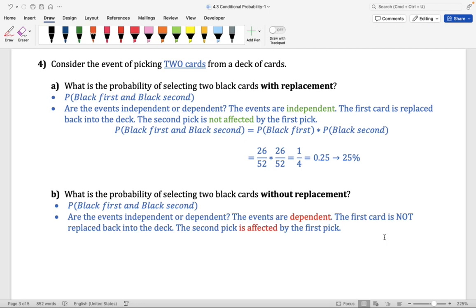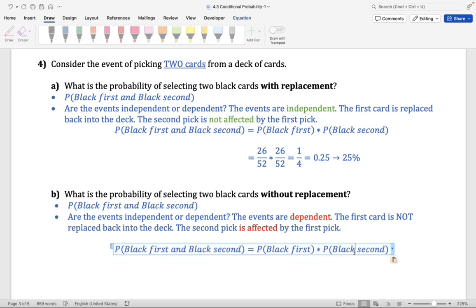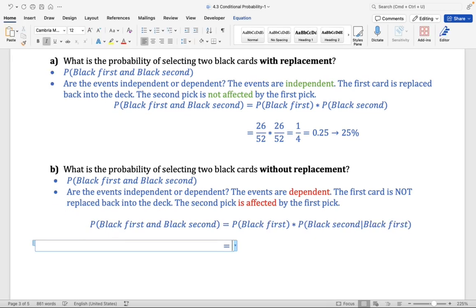So what are we going to use this time? It's going to be similar to what we had above, but here at the end, when we're calculating the probability of black second, we're going to write, given that we picked a black first. So let's go ahead and think about this. What is the probability of selecting a black card first?